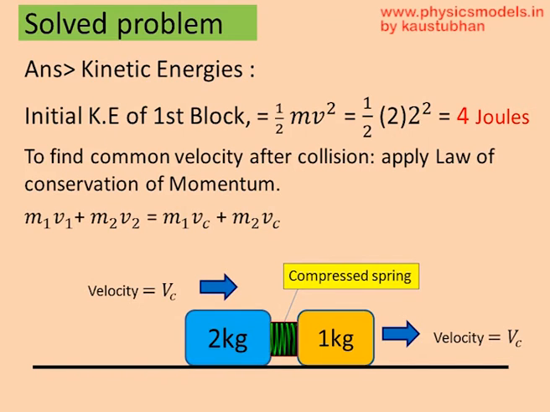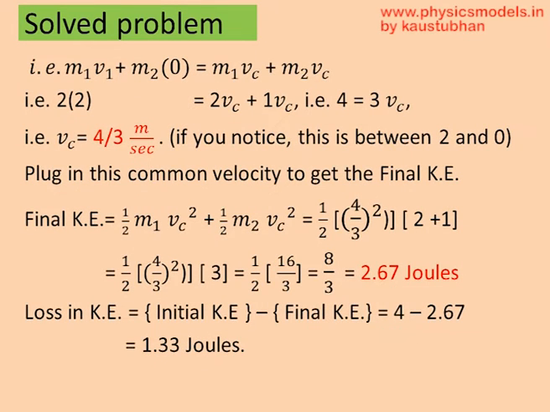We know the masses and the velocities. In the beginning, it was 2 kg and 2 meters per second on the left-hand side, and the brown block was stationary, so velocity is 0, and on the right-hand side we have 2 Vc plus 1 Vc. Solving that, we get V common equal to 4 by 3 or 1.33 meters per second.